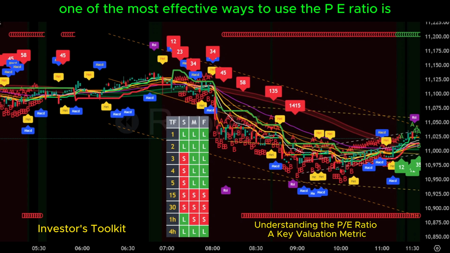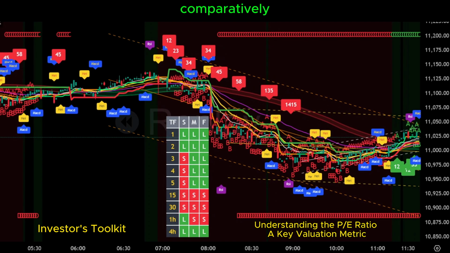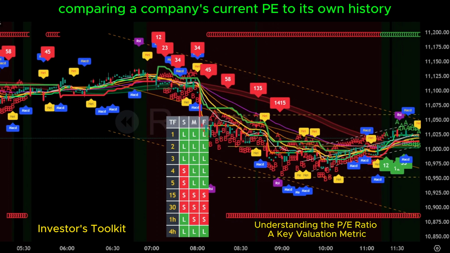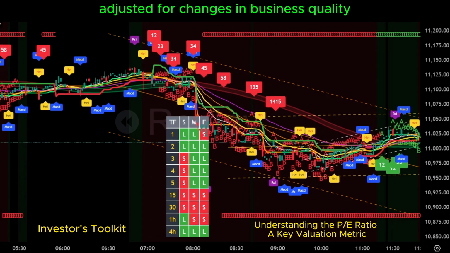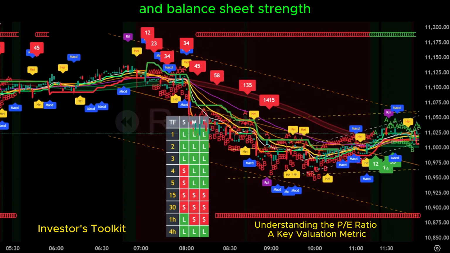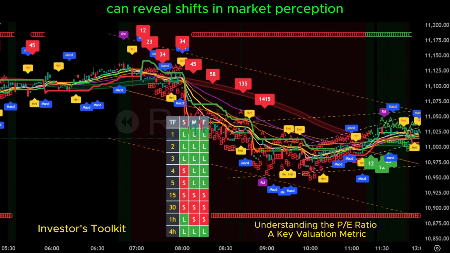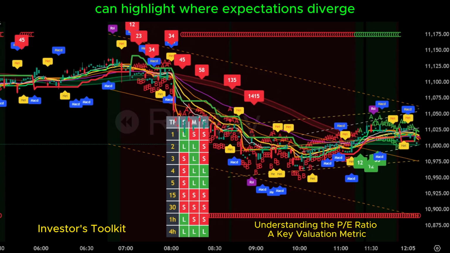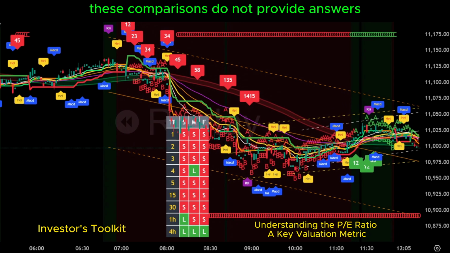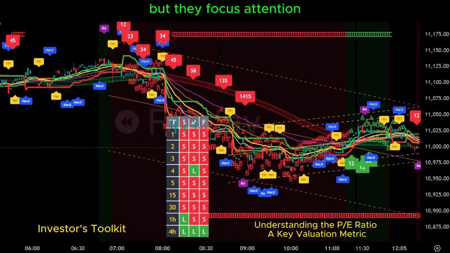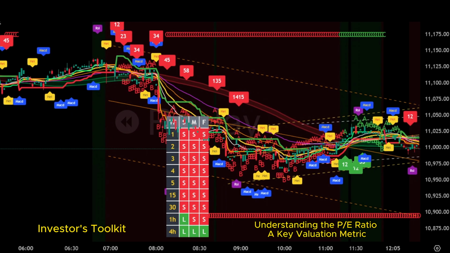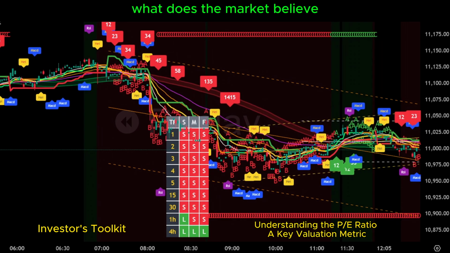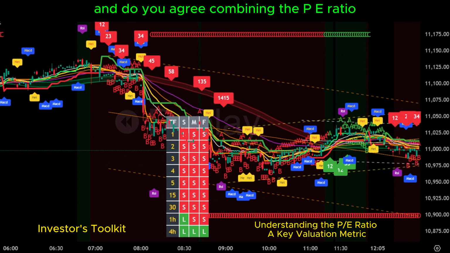One of the most effective ways to use the P/E ratio is comparatively. Comparing a company's current P/E to its own history, adjusted for changes in business quality and balance sheet strength, can reveal shifts in market perception. Comparing P/E ratios within an industry can highlight where expectations diverge. These comparisons do not provide answers, but they focus attention. Why is one company valued so differently from its peers? What does the market believe, and do you agree?